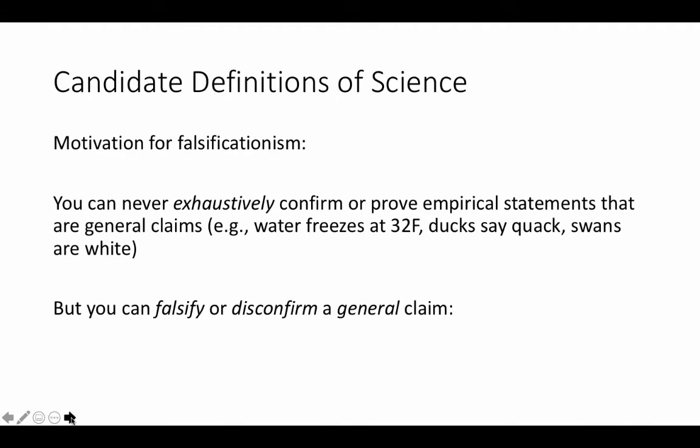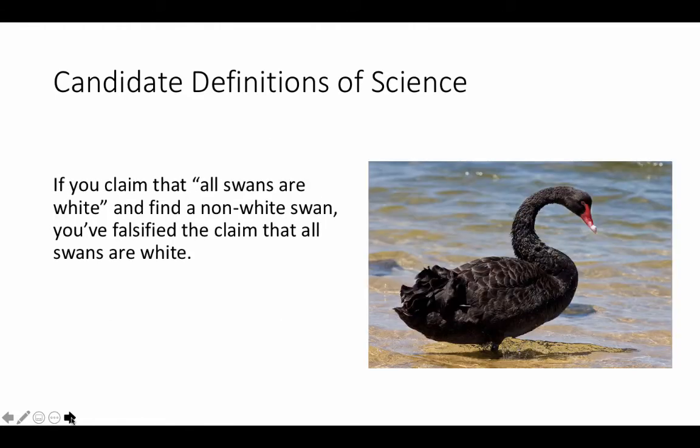But you can falsify or disconfirm a general claim. All that it takes to falsify a general claim is one instance where that claim is false. So if you find one instance where water does not freeze at 32 degrees Fahrenheit, then you've falsified that claim. If you find, for example, a black swan, then you've falsified the general claim that all swans are white. All it takes is one non-white swan. You could have 10 billion white swans and one black swan, and then you have falsified the claim that all swans are white.